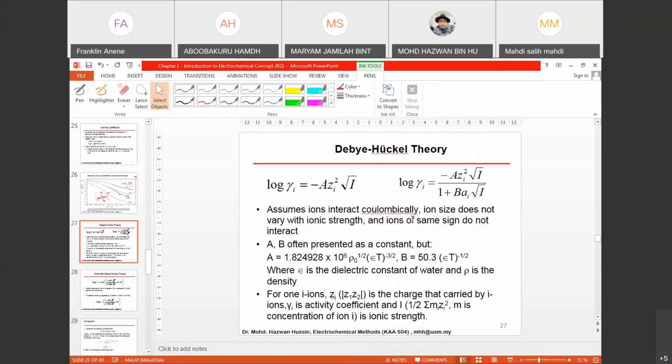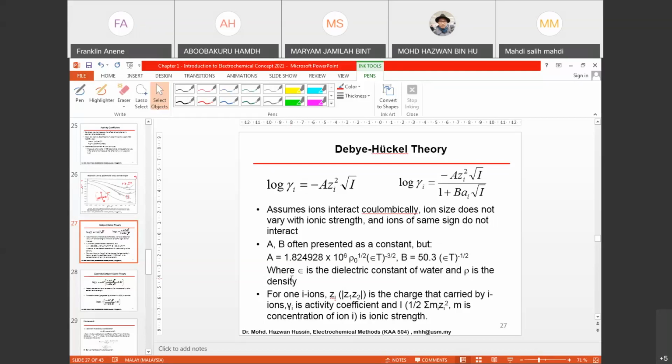So the components of the Debye-Hückel equation: you have A and B. A and B are basically constant values which normally derive from the dielectric properties. Normally we use water as the reference. For A and B, the dielectric constants of water will be as follows: 1.82 multiplied by 10 to the power of 6, and rho is the density of water.